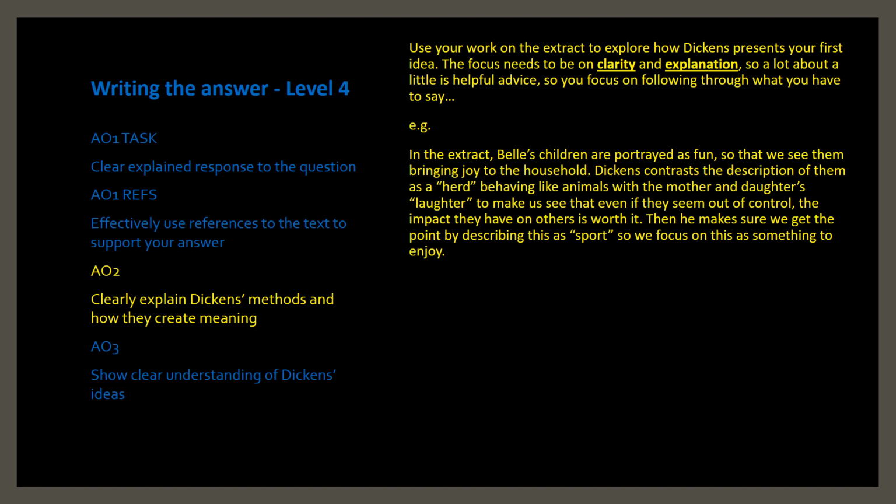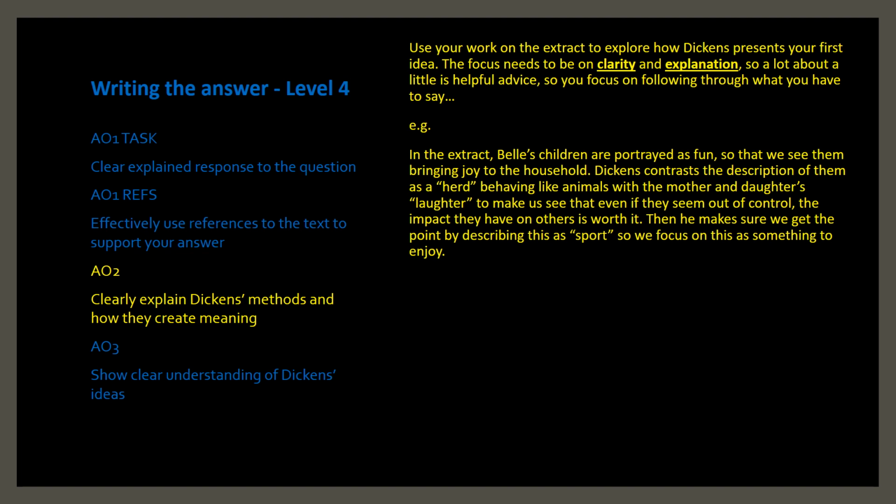There we go into the detail now. And because it's AO2, if we pick the right examples out that do deal with Dickens' techniques, then what we will see is that we can focus on that in our writing. And you see here straight away, it's Dickens' contrasts. It's not just bringing in an example of what happens, it's what Dickens is doing. Dickens contrasts the description of them as a herd who are behaving like animals with the mother and daughter's laughter to make us see that even if they seem out of control, the impact they have on others is worth it. So we're going for specific technique there, contrast with particular examples.